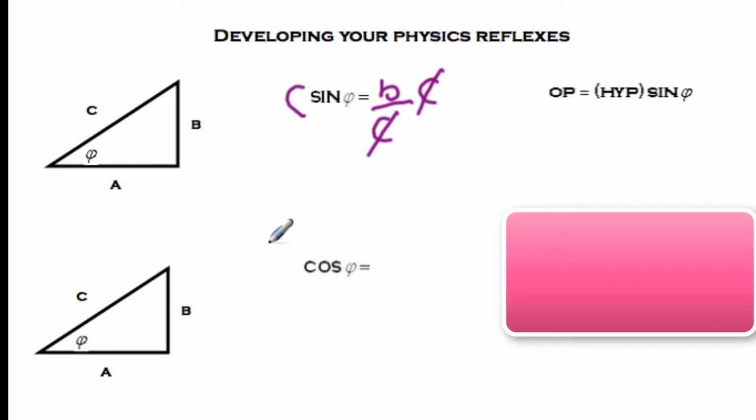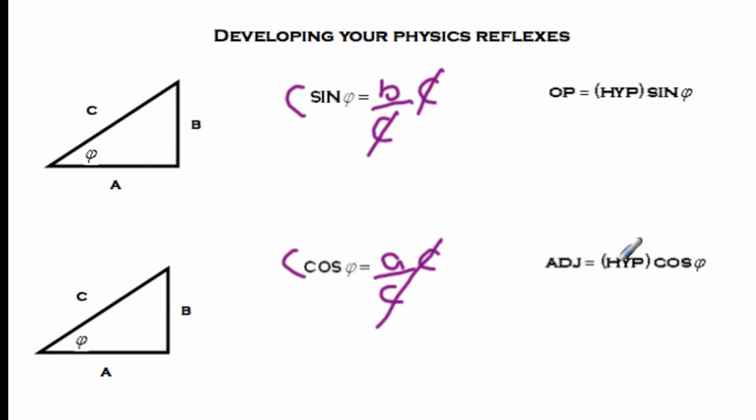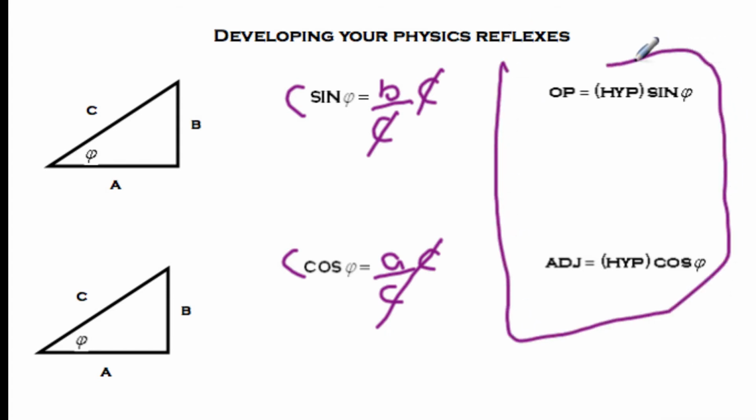Secondly, if we take the adjacent side over the hypotenuse, well, that is the cosine. Once again, whatever we do to one side, we can do to the other side. Notice what we've got. The adjacent side is going to be equal to the hypotenuse times the cosine of the angle. So, physics reflexes. I want you to memorize these two relationships. Whenever you want the opposite side, hypotenuse sine of the angle. Whenever you want the adjacent side, hypotenuse cosine of the angle.